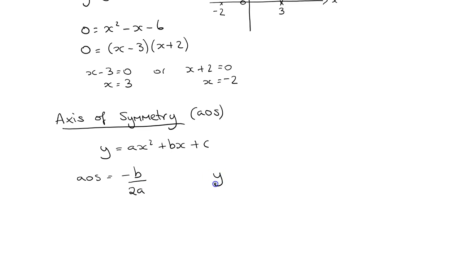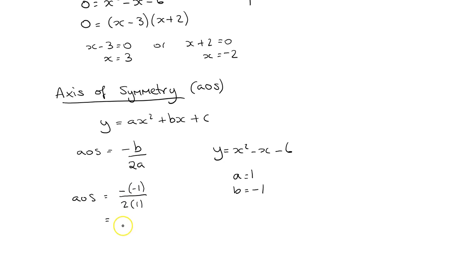So using our original equation, which is y equals x squared minus x minus 6, then we know that a is the coefficient of x squared, so that's 1, and b is the coefficient of x, and that's minus 1. So our axis of symmetry is equal to minus b, which is minus 1, over 2 times a, which is 1. So that works out to be 1/2. So that is x equals 1/2 is the equation of the line for the axis of symmetry.